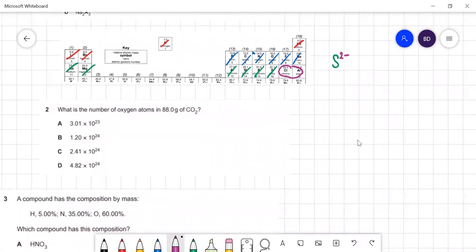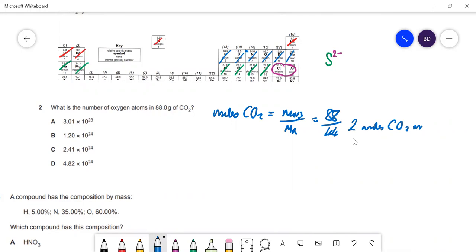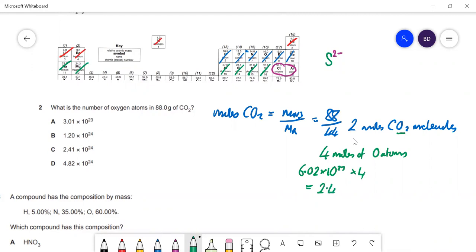Okay, what is the number of oxygen atoms in 88 grams of carbon dioxide? Whenever you want to work out the number of atoms, you need to work out the number of moles, and you need Avogadro's constant. The moles of carbon dioxide is mass over MR, so 88 over the MR of carbon dioxide, which is 44, gives 2 moles of CO2 molecules. Now, 1 molecule of CO2 contains 2 oxygen atoms, so that means we've got 4 moles of oxygen atoms. How many atoms in 1 mole? It's 6.02 times 10 to the 23. So 4 moles times that gives about 2.4 times 10 to the 24. The answer is C.